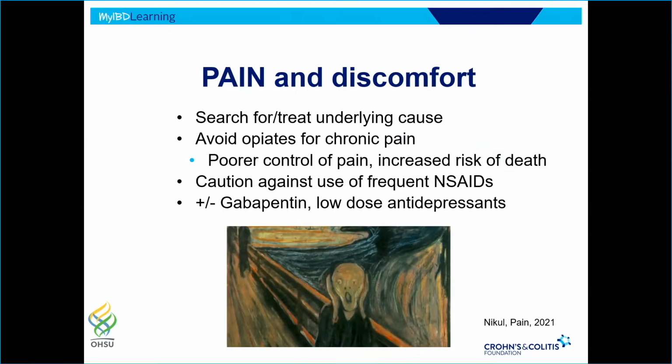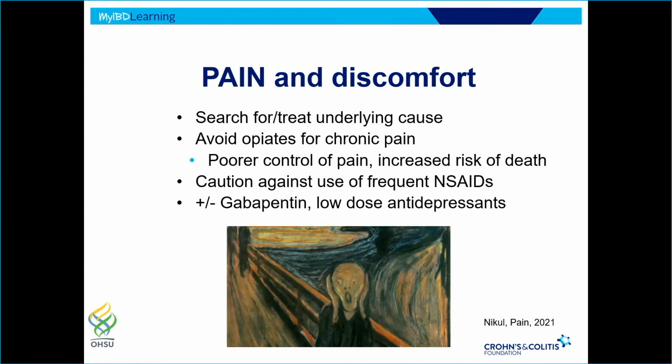And then lastly, I think pain and discomfort can be something that is quite present in patients who have inflammatory bowel disease. Again, we want to know why, so we're going to be working with your doctor to really understand that. I think we've learned over the past many years that opiates for chronic pain are probably not a good idea, especially for patients with inflammatory bowel disease. Studies have actually shown that it ultimately leads to poorer control of pain, and for patients with Crohn's disease, there can be an increased risk of death in patients on chronic narcotics, so we really try to avoid these medications.